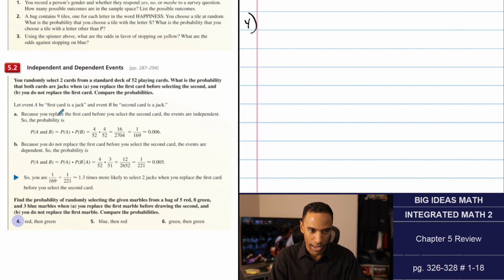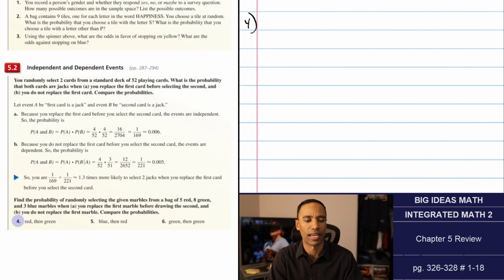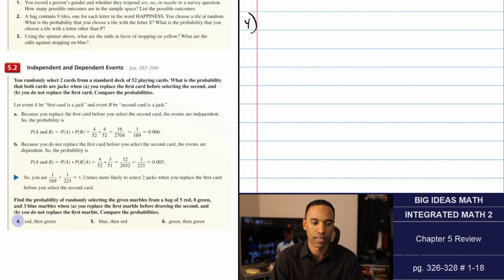See, this looks like the thing we did before here. Find the probability of randomly selecting the given marbles from a bag of 5 red, 8 green, and 3 blue marbles when you replace the marble before drawing the second and when you do not replace, and compare the probabilities.